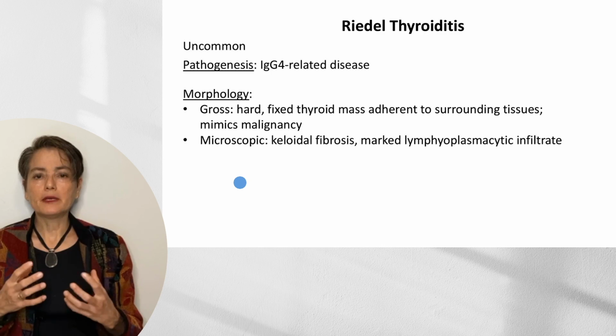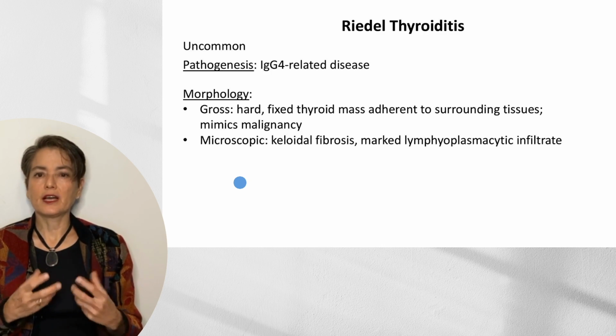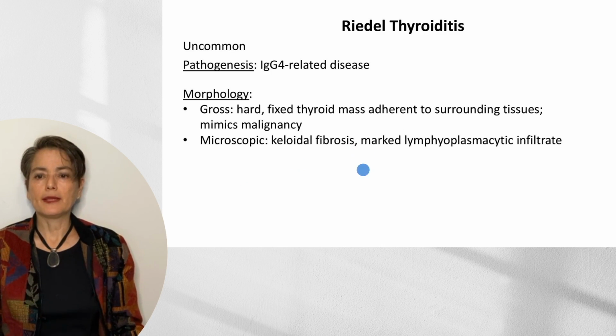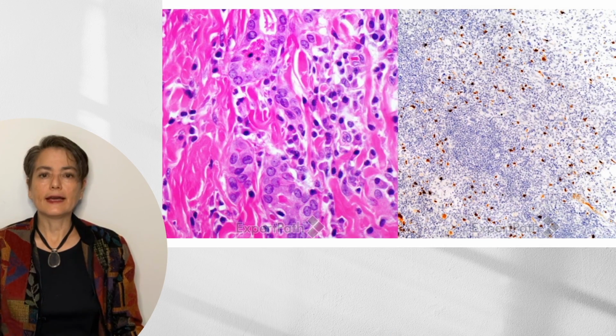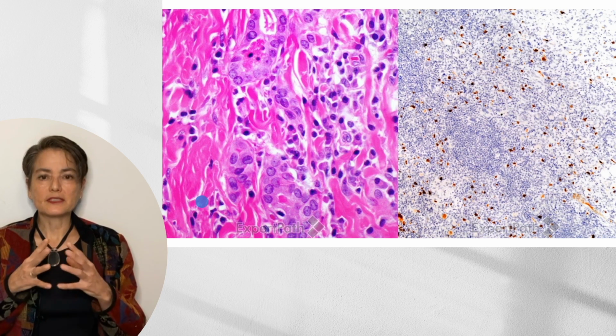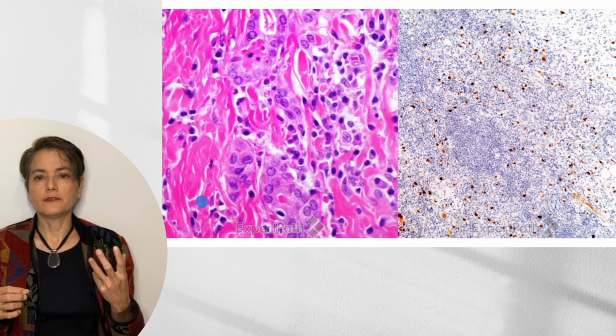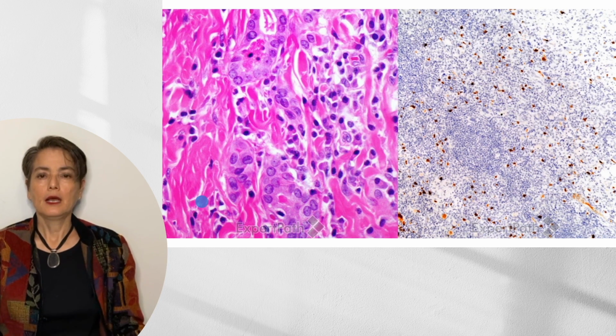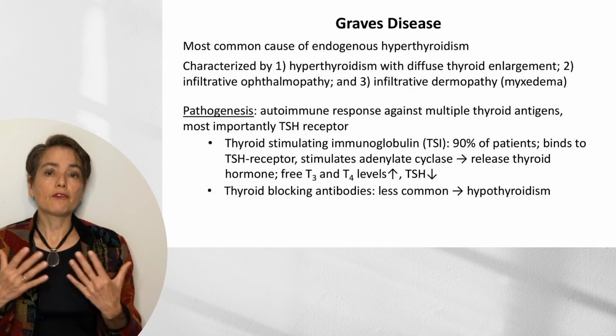Microscopically, we'll see this abundant fibrosis that's almost keloidal, just thick collagen bands, and a marked lymphoplasmacytic infiltrate. So we can see that here. We have these thick collagen bands, and then just a little bit of thyroid epithelium left. And this fibrosis will extend into the soft tissue around the thyroid, mimicking that invasive carcinoma. And then this is an immunohistochemical stain for IgG4, and you can see that there are increased numbers of those in this background.